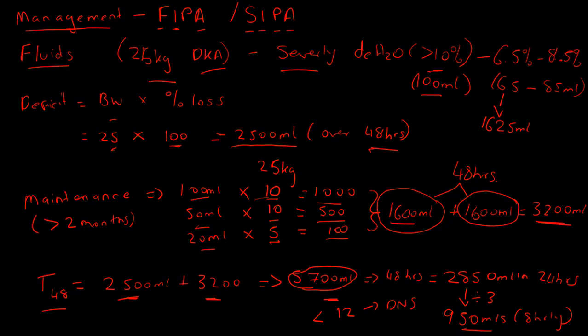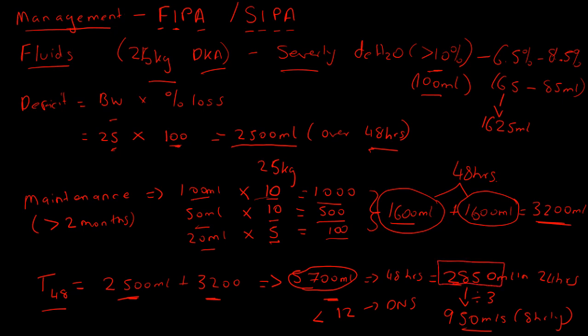So you want to divide it into small aliquots. How are we going to divide this? If this is given in 48 hours, how much are we going to give in 24 hours? We can divide the 5,700 by 2, and we get 2,850 mils that is supposed to be given in 24 hours.